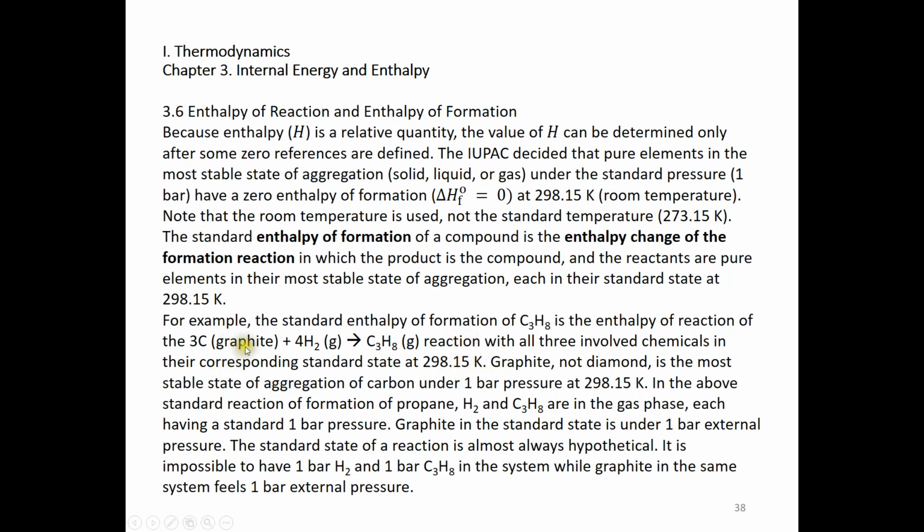And also, graphite, not diamond, is the most stable state of aggregation of carbon under 1 bar pressure at room temperature. Under this condition, graphite is slightly more stable than diamond. And in the above standard reaction of formation of propane over here, H2 and propane are both gases. They're in the gas phase, and to make sure they are under the standard condition, they have to have a standard 1 bar pressure. How about graphite? It's a solid.